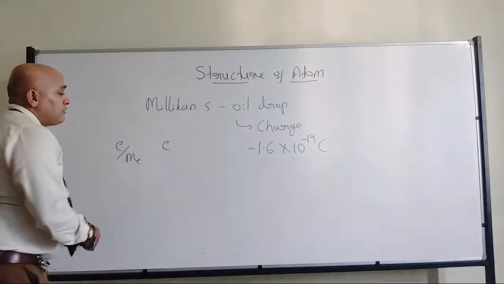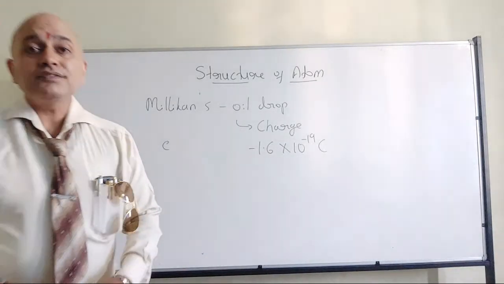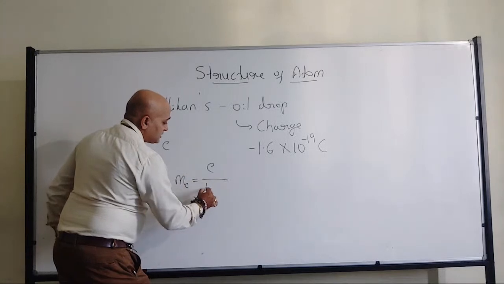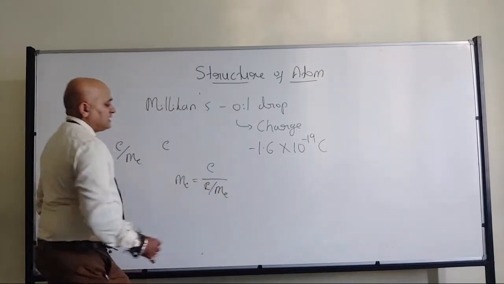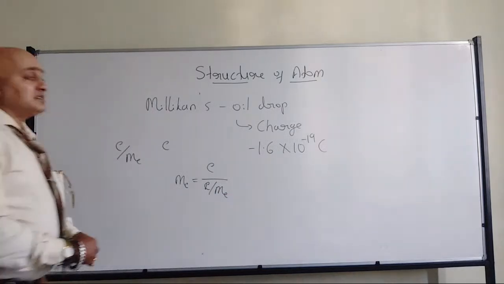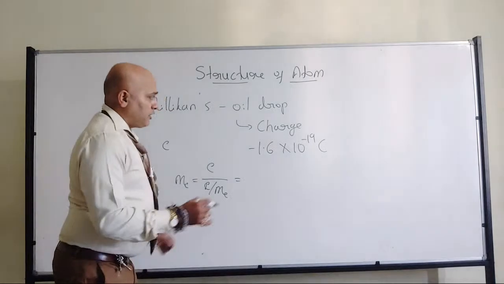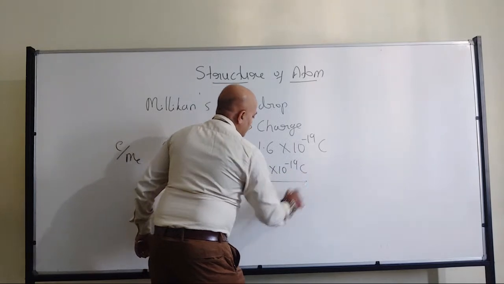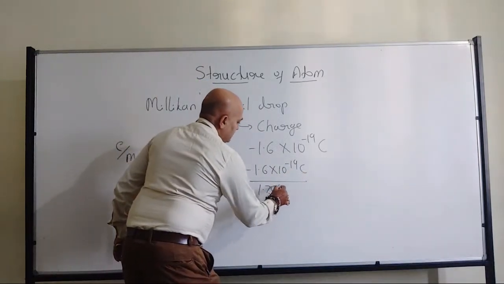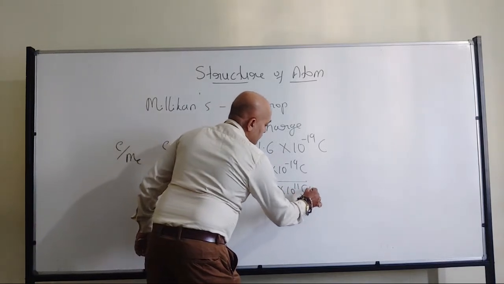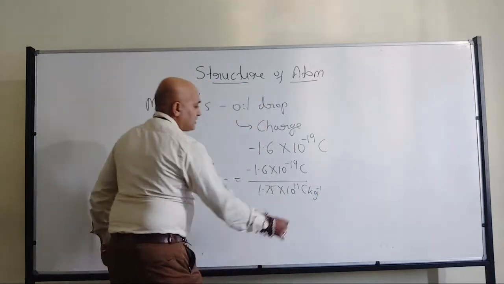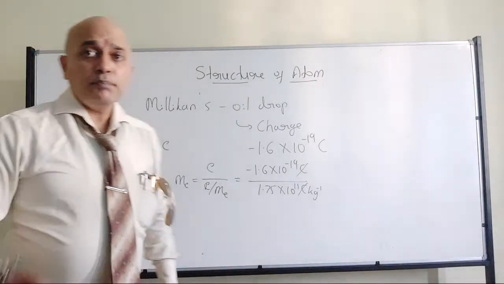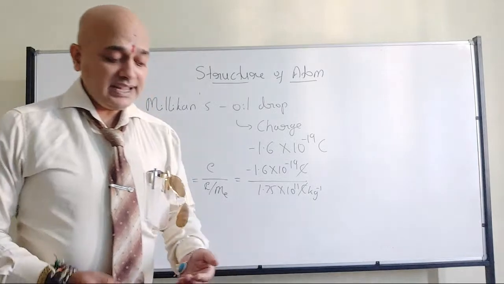What can be the mass of the electron? The mass of the electron will be the charge divided by the charge by mass ratio. Anyway, don't worry, these questions will not be asked. It is just to make you understand. I am writing coulomb, right? So earlier it was 1.75 into 10 to the power of 11 coulombs per kg. So coulombs will get cancelled. Whatever answer comes will be in terms of kg.